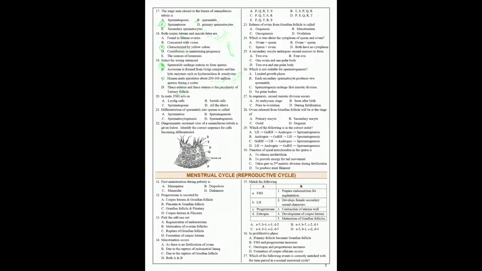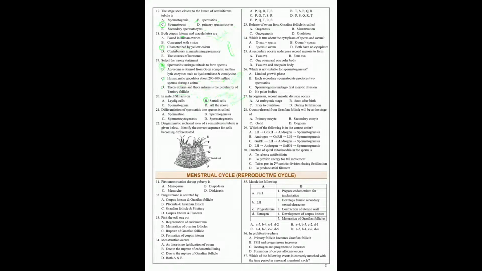In male, FSH acts on spermatogonia, Sertoli cells. Which one will be the correct answer? Sertoli cells. This is called nurse cells, right? Nurse cells, and this is for nourishment. So we can say production of sperm. So this FSH, follicle stimulating hormone, acts on Sertoli cells so that the primary follicle, the secondary follicle, can grow, right?